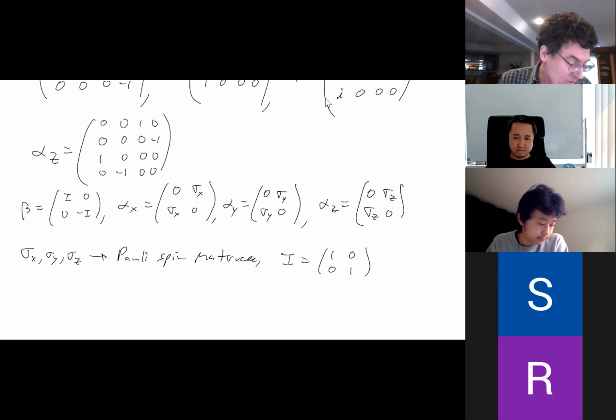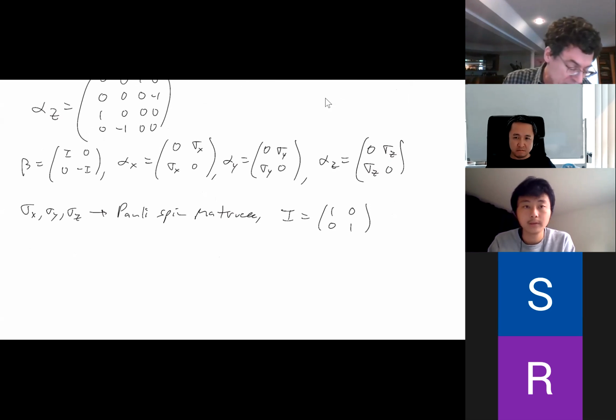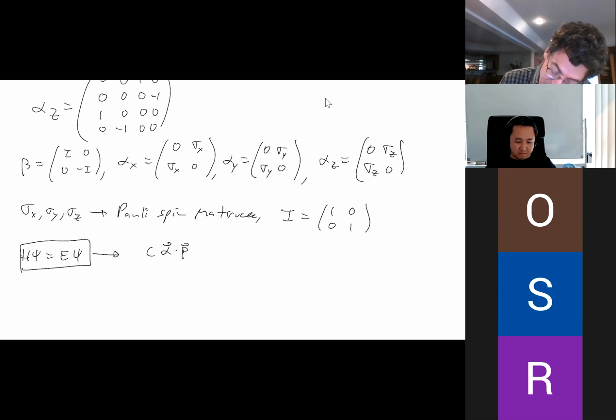Okay, so now we go back to the Schrodinger equation, Dirac's new Schrodinger equation, and you see that H psi equals E psi is the new relativistic Schrodinger equation, but now it looks like this: c alpha dot P plus beta m c squared, psi, is equal to E psi. And so then the question is, what does my wave function have to look like?